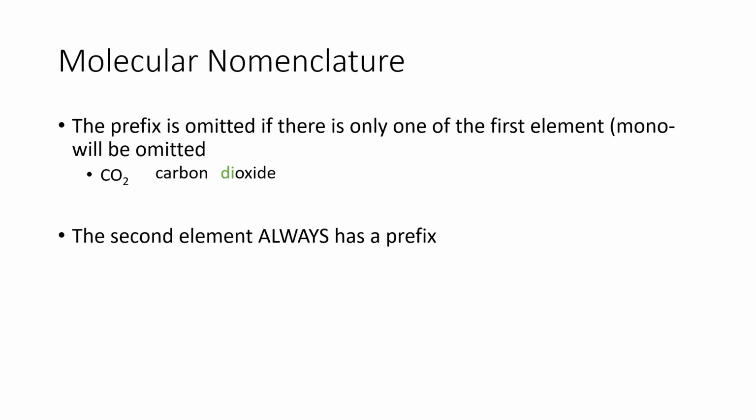The second element will always have a prefix. So mono is omitted on the first element, but not on the second. Look at N2O. N is nitrogen. The 2 is di, so it's going to be dinitrogen. And then the O is going to be oxide, and even though there's only one of them, it is the second element, so it needs a prefix. So this will be monoxide.